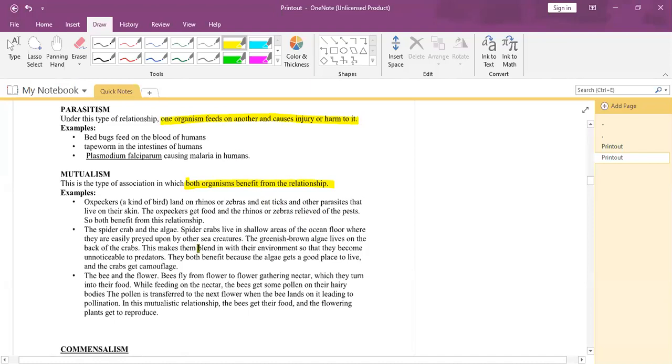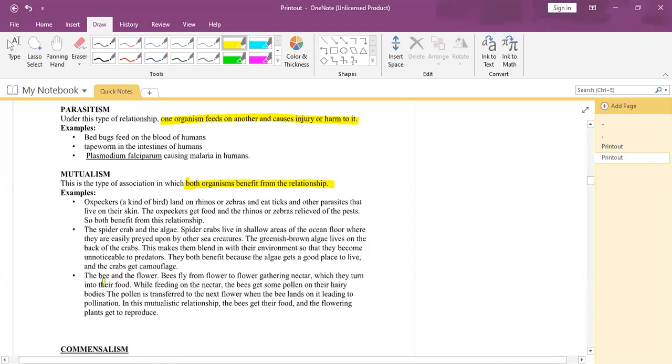Okay. Another example, the spider crab and algae. Spider crabs live in shallow areas of the ocean floor where they are easily preyed upon by other sea creatures. The greenish brown algae lives on the back of the crabs. This makes them blend with the environment so that they become unnoticeable to predators. They both benefit because the algae gets a good place to live, and the crabs get camouflaged. So you can see the beneficial relationship occurring there, both benefiting, right?